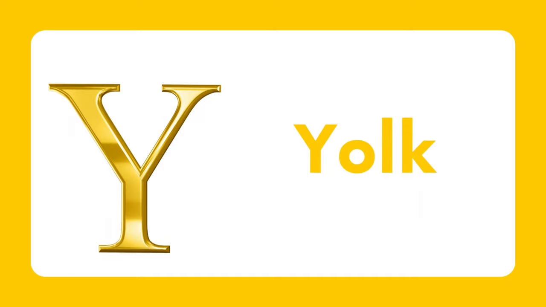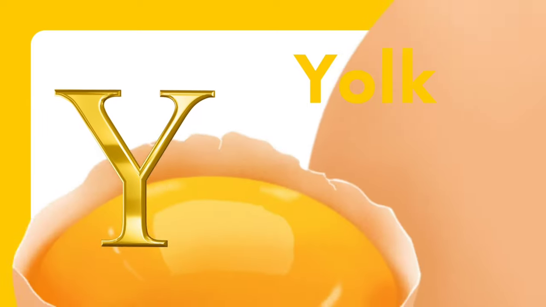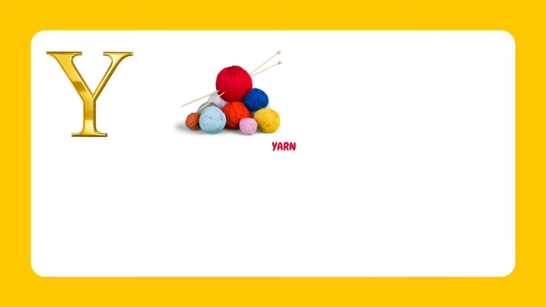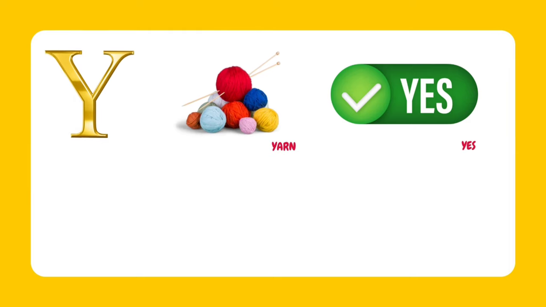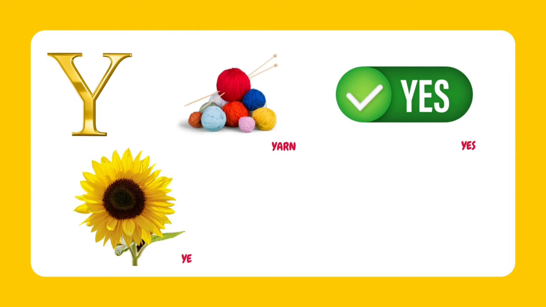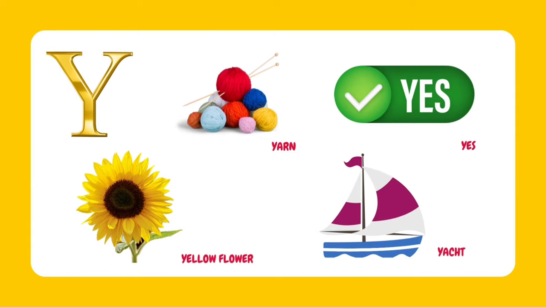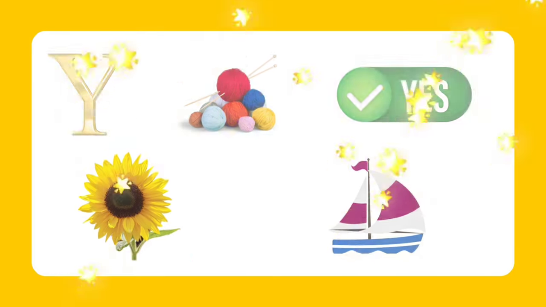Y. Y is for yolk. Yarn. Yes. Yellow flower. Yacht.